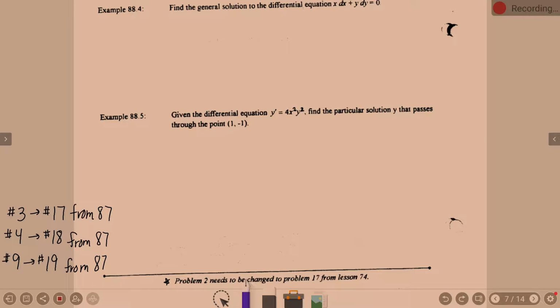Example 4. Find the general solution to the differential equation x dx plus y dy equals 0. So this means we're going to get to leave the plus c in the answer. Okay, step 1.